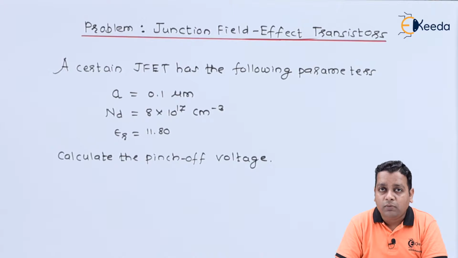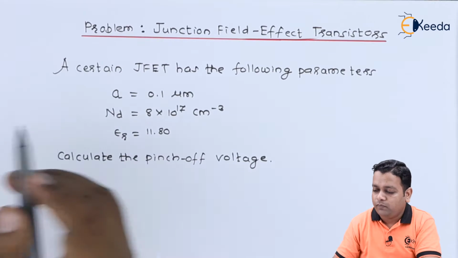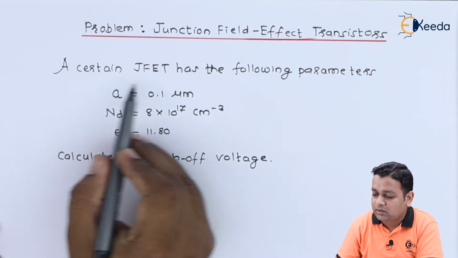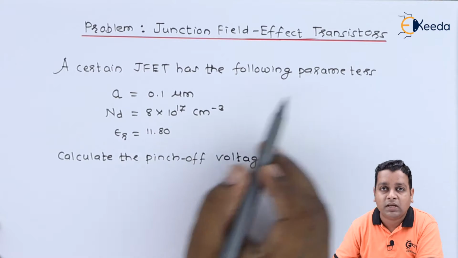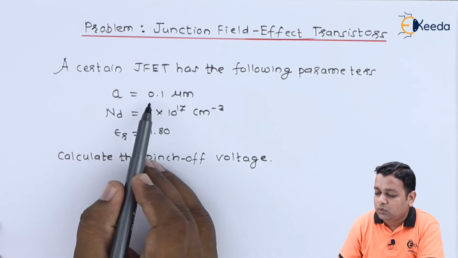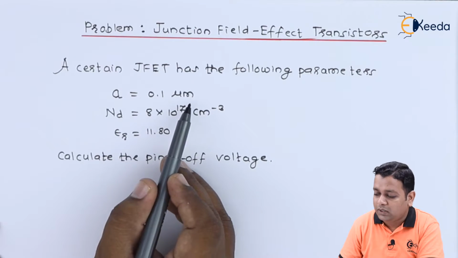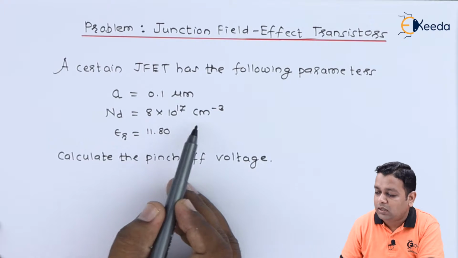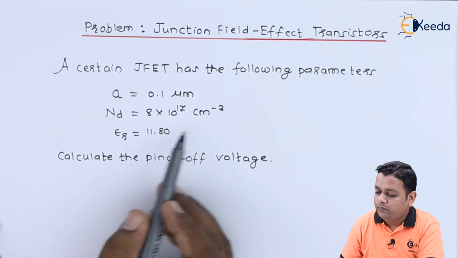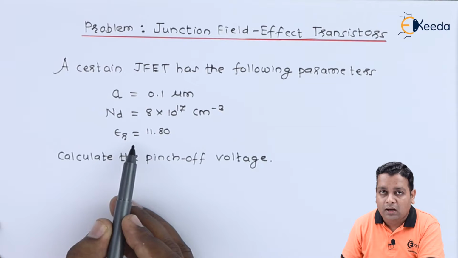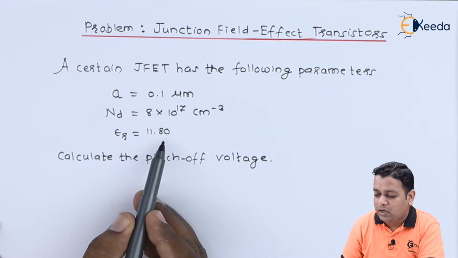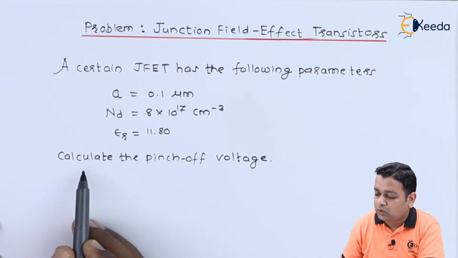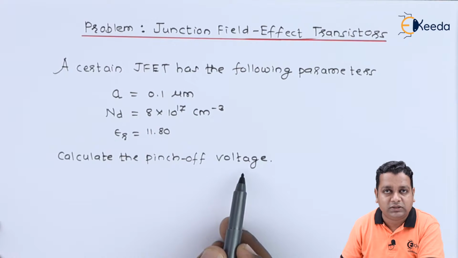So here we have a problem statement for JFET. A junction field effect transistor is given to us. A certain JFET has the following parameters: a is equal to 0.1 micrometers, ND is equal to 8 into 10 raised to power 17 per centimeter cube, and epsilon suffix r is equal to 11.80. With the three given parameters, we are asked to calculate the pinch off voltage.